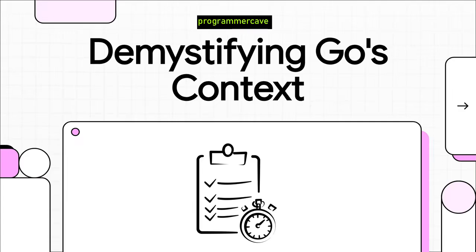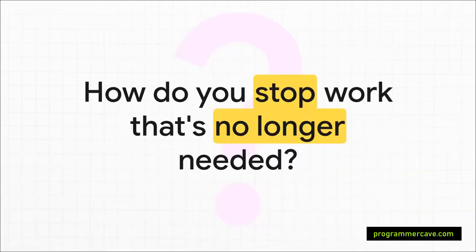All right, let's talk about something absolutely fundamental to writing good concurrent Go code, the context package. Seriously, if you're working with Go routines, this is something you just have to know to build solid, efficient apps. So let's start with a problem I'm sure you've thought about.